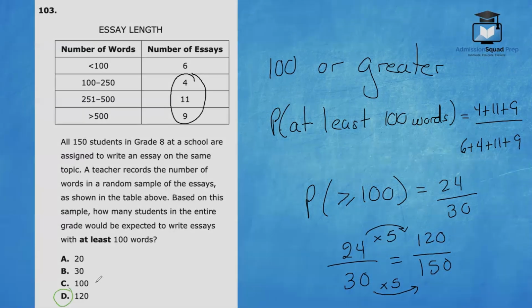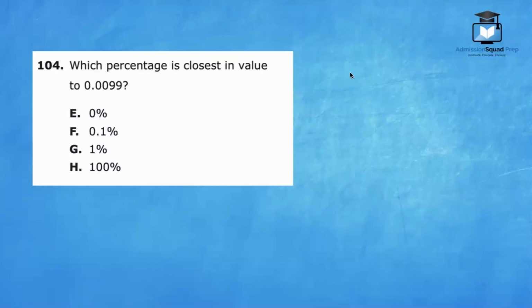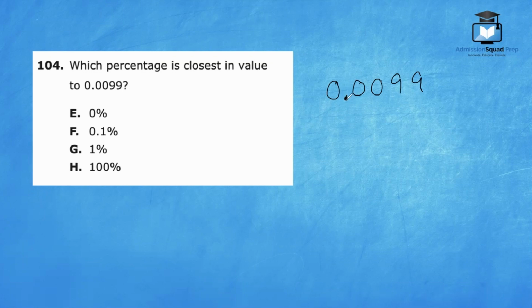Number 104. Which percentage is closest in value to 0.0099? Let's start by converting the decimal into a percent. To convert a decimal into a percent, we will move the decimal point 2 places to the right. So we have 0.99%.